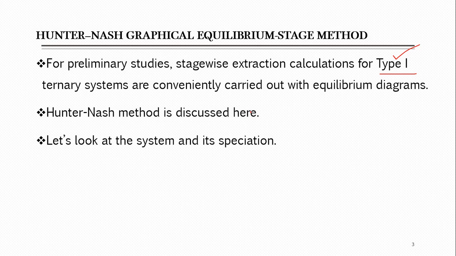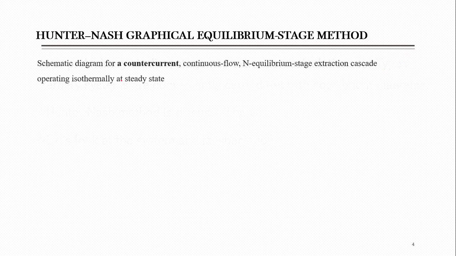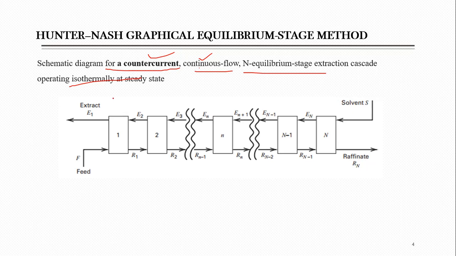We will quickly look at the system and its specification. Here we consider a counter current continuous flow system. Counter current, because you already know that counter current is the most effective way of mass transfer. Then there is continuous flow. There are n equilibrium stages where extraction takes place in a cascade manner, and this system is considered to work at isothermal condition, like the temperature remains the same. So this is the system you are going to continue with.